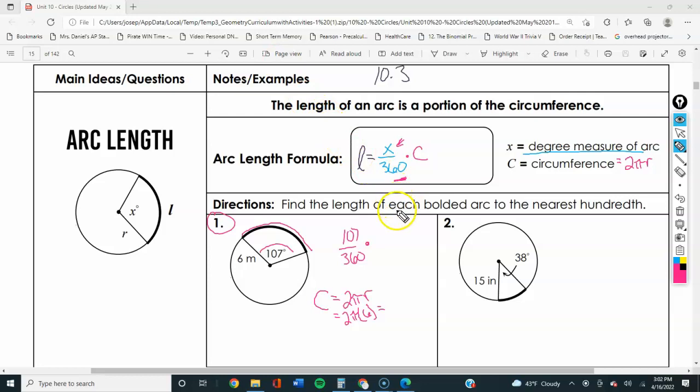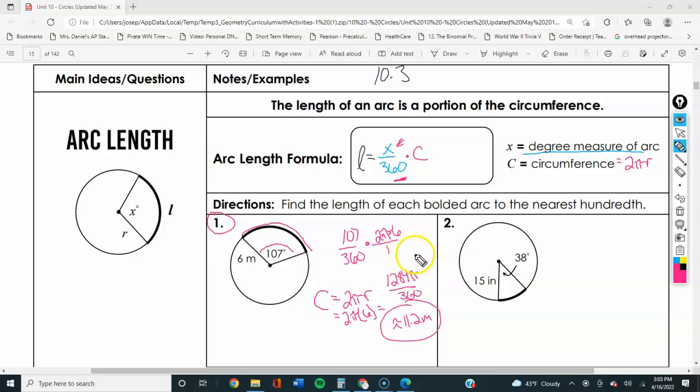So 2 pi 6, 2 times pi times 6 over 1 if you want to think about it that way. And when I multiply that all out, I do 12 times 107, which is 1284 pi over 360. That's my exact answer. Divide it out, and I get approximately 11.2 meters. That's how long that piece was.